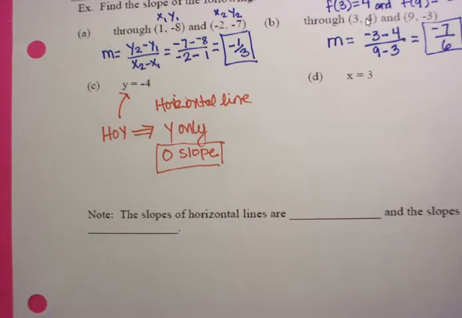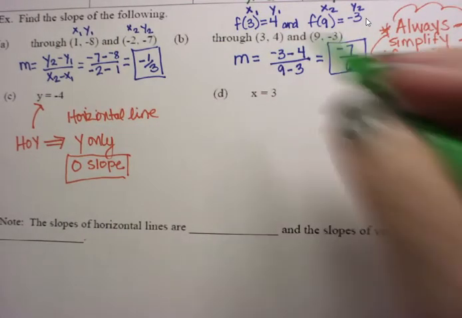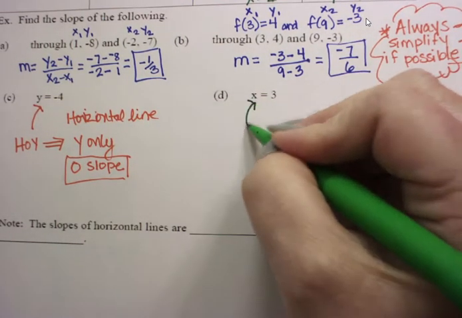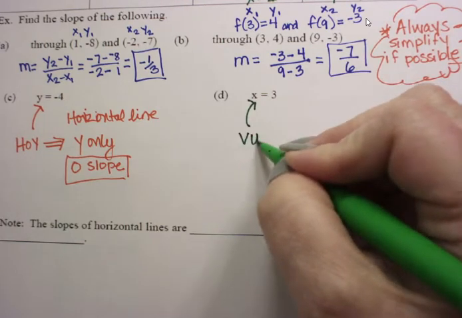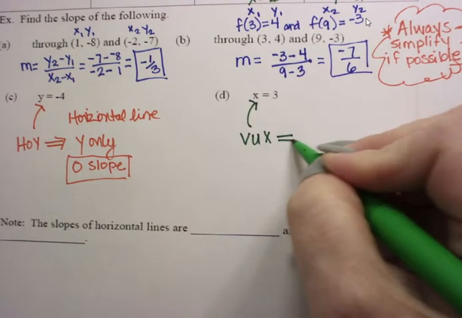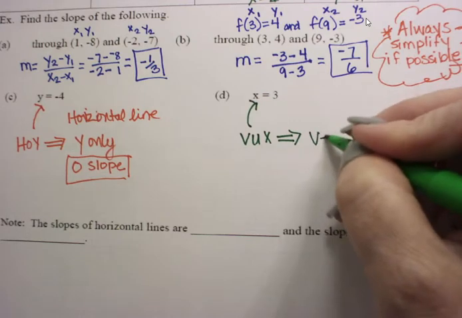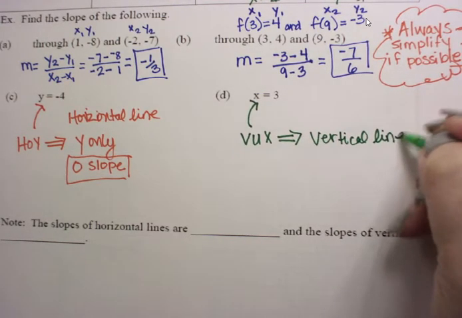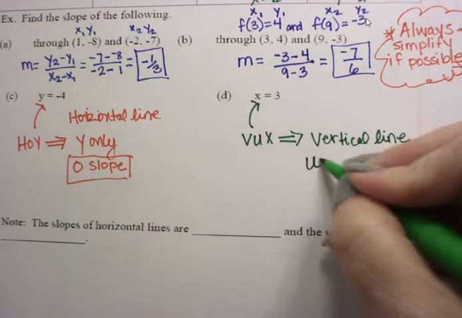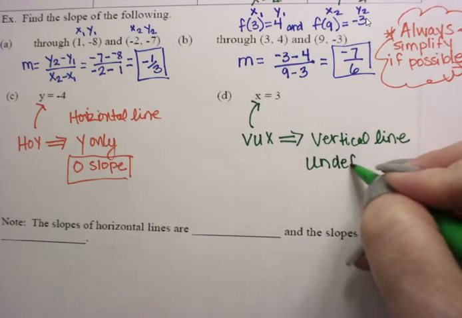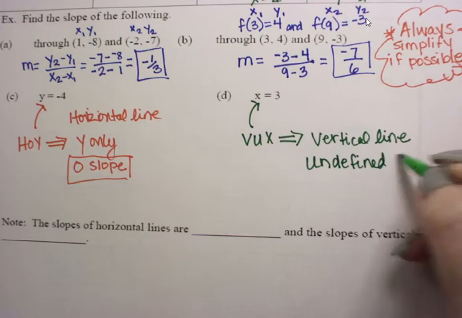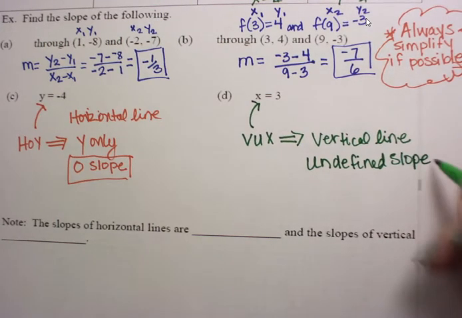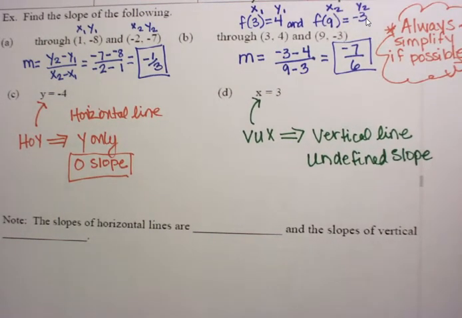All right, now, same thing if you have x equals. Vox Hoy. All right, so this is a Vux situation. This one would be a vertical line. A vertical line has an undefined slope. And so you would select undefined slope.